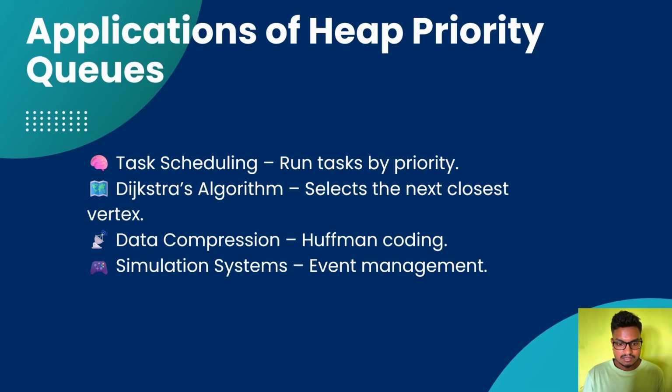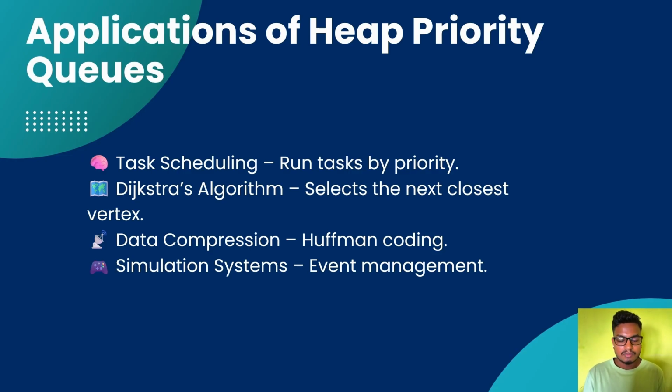Data compression. In Huffman coding, heaps help pick the two smallest frequency nodes efficiently. Simulation systems. Games and simulations use them to manage future events, always running the most imminent one first. These are not just academic examples, there are real practical uses that affect systems we use every day.